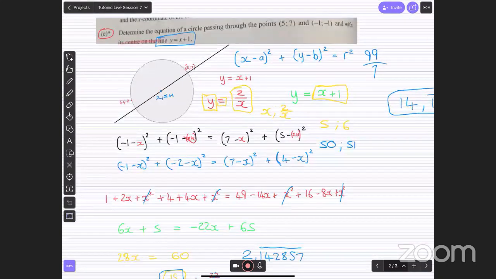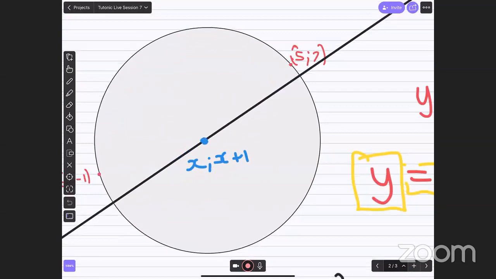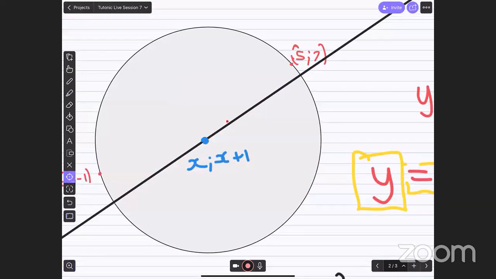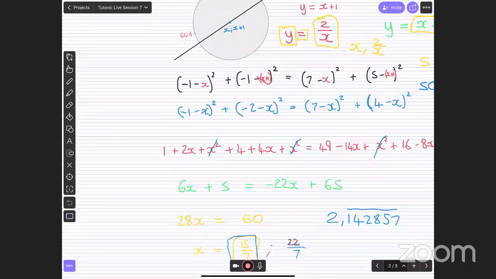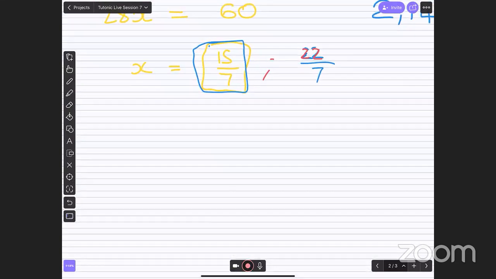Or you could get the distance between the center and a point. Yeah, you could use the distance formula. So there's multiple ways. So who wants to find the distance between these two points using the distance formula? Somebody do it. Then I'll write the equation of the circle.